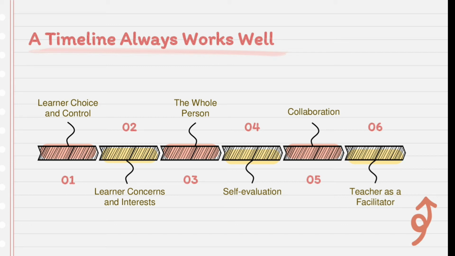The third is the whole person, which means how both cognitive and affective domains are an integral part of the learning process. The fourth is self-evaluation, which means how students are given an opportunity to evaluate their own learning, and if yes, how they learn about themselves in the process. The fifth is collaboration, which means how cooperation and collaboration are encouraged. And the sixth is teacher as facilitator, which means the teacher is functioning as a facilitator of learning, and what the indicators are.